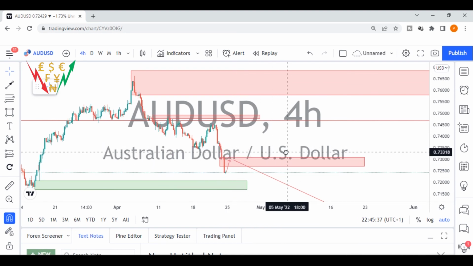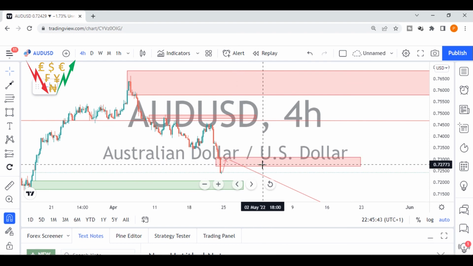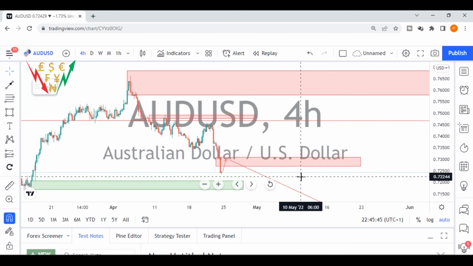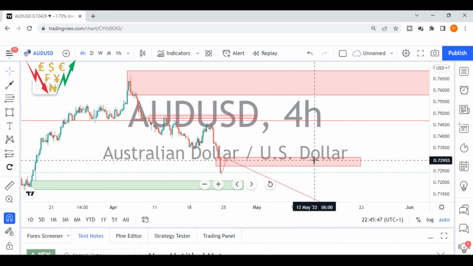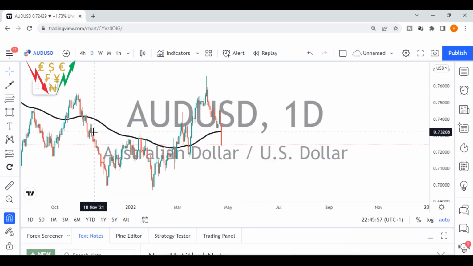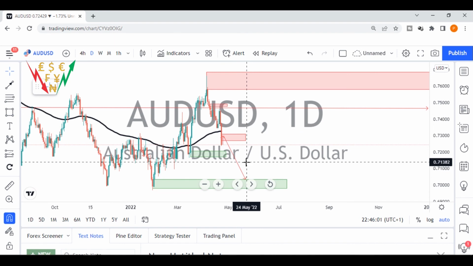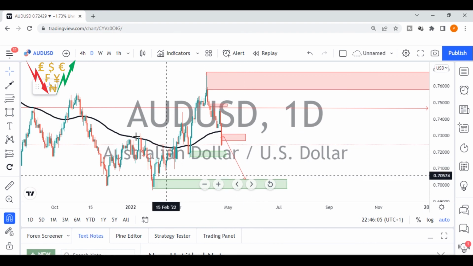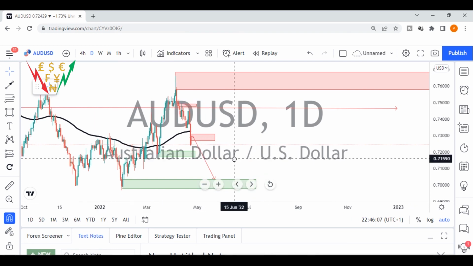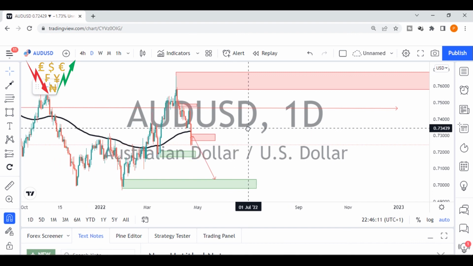But if this level here holds on the 4-hour chart, maybe holds for a period of time, with price consolidating, I will be looking at entering a short trade from this point to the daily demand zone there, and see what will happen from the daily demand zone. So guys, our sentiment for the AUD USD pair is bearish.